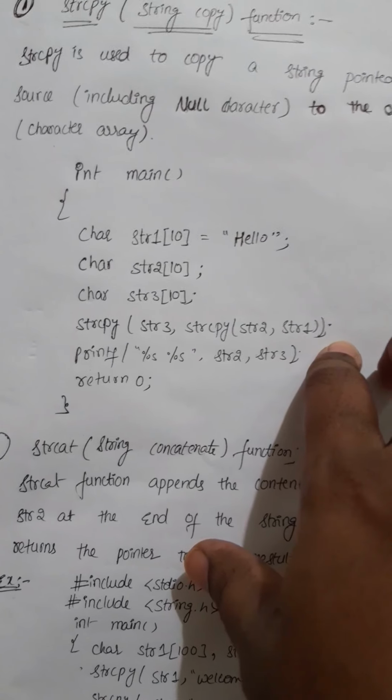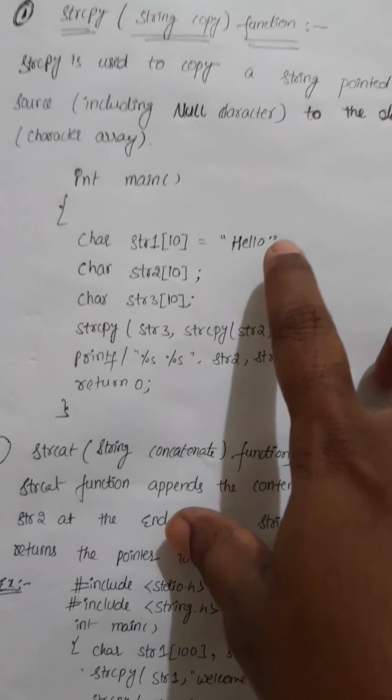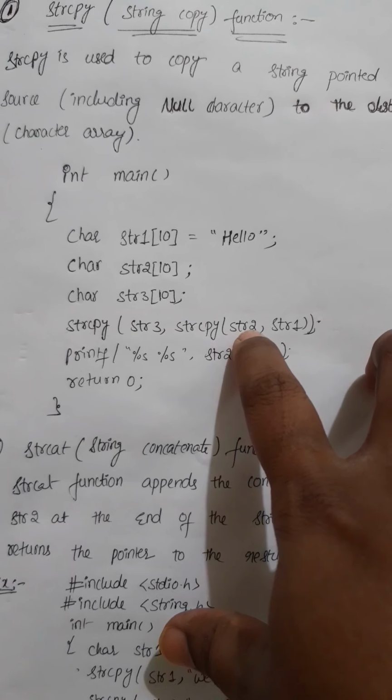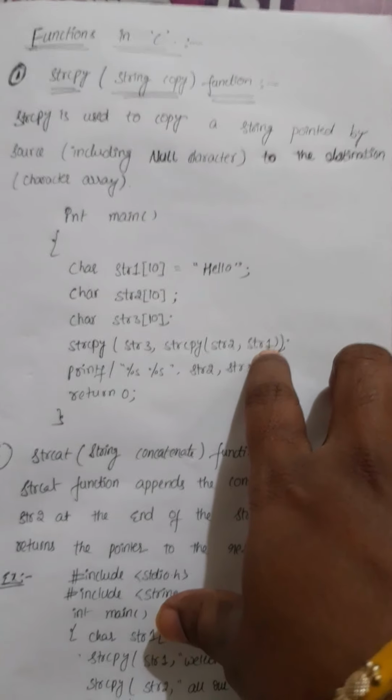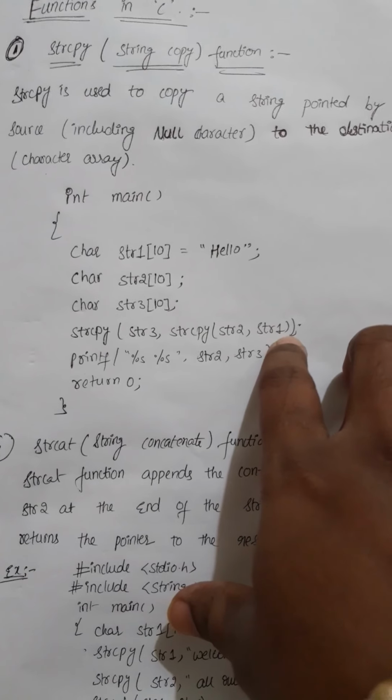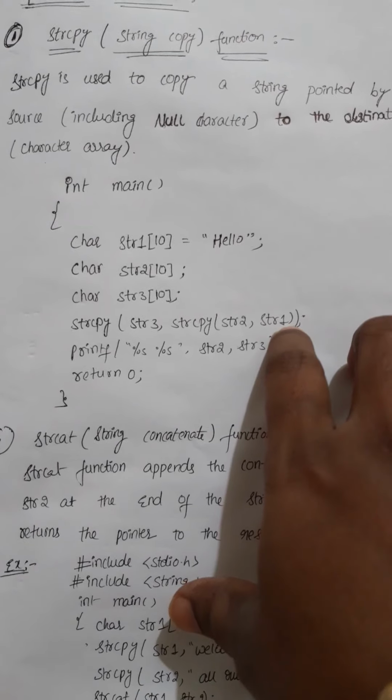So this is how you can copy from one string to another string, that is the destination string first, and then your source string next. Okay, ma? So this is how you are going to take the parameters. This is your string copy function.